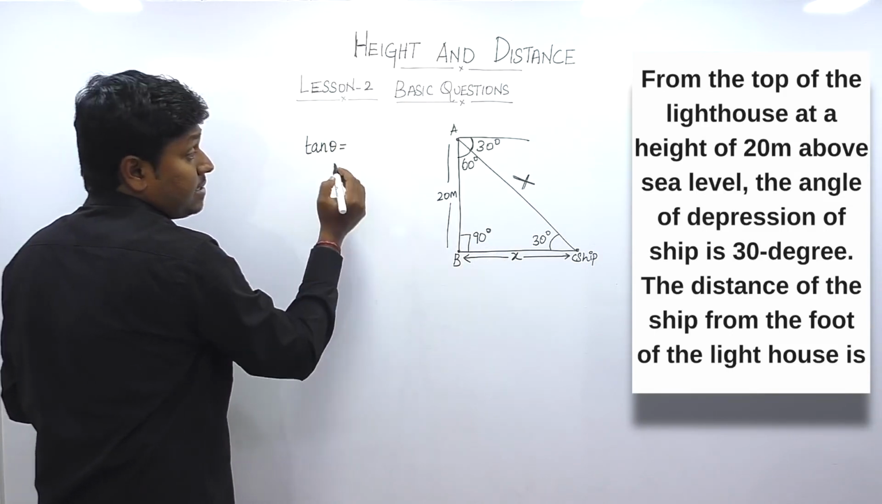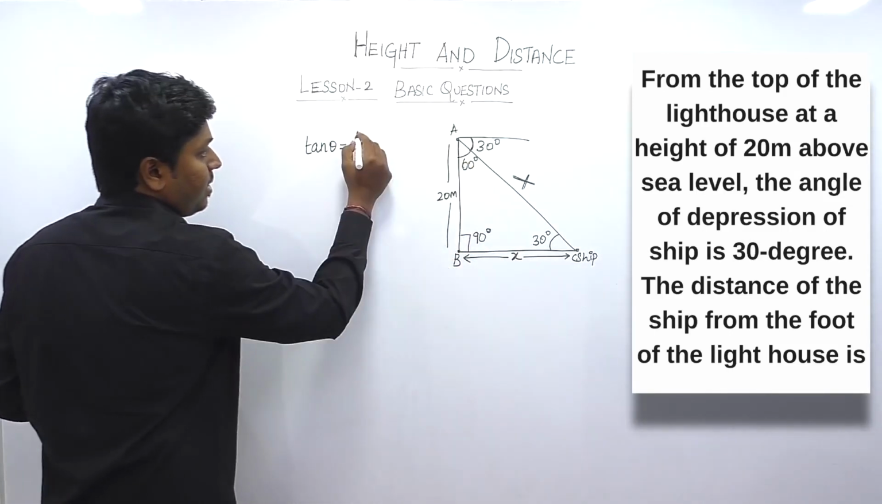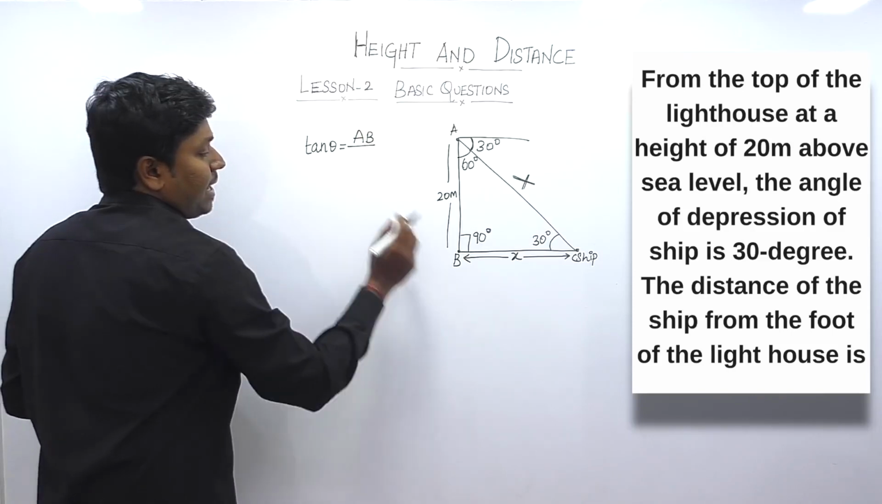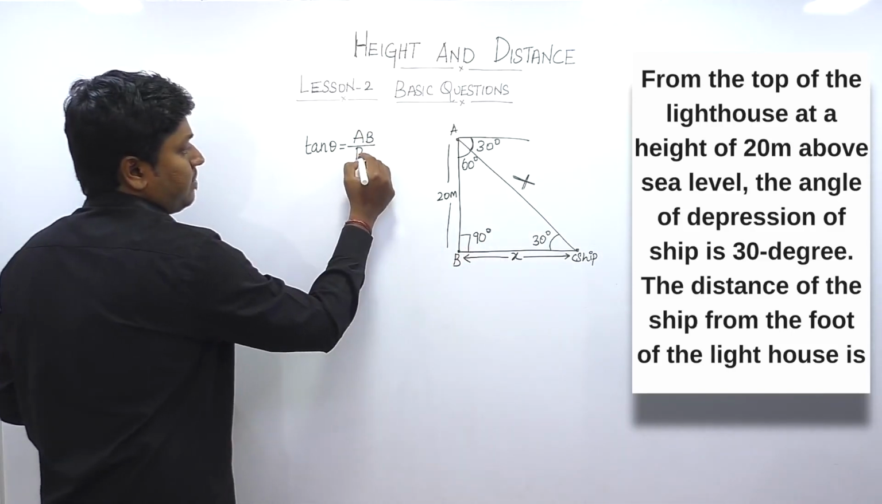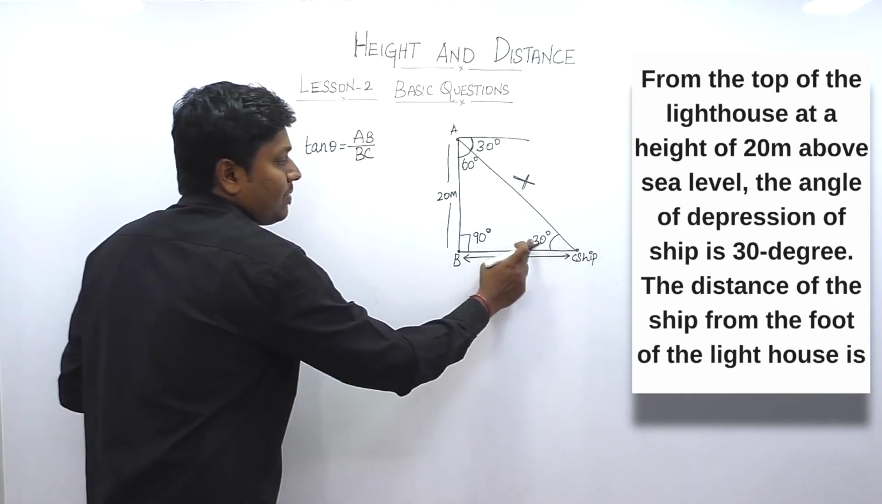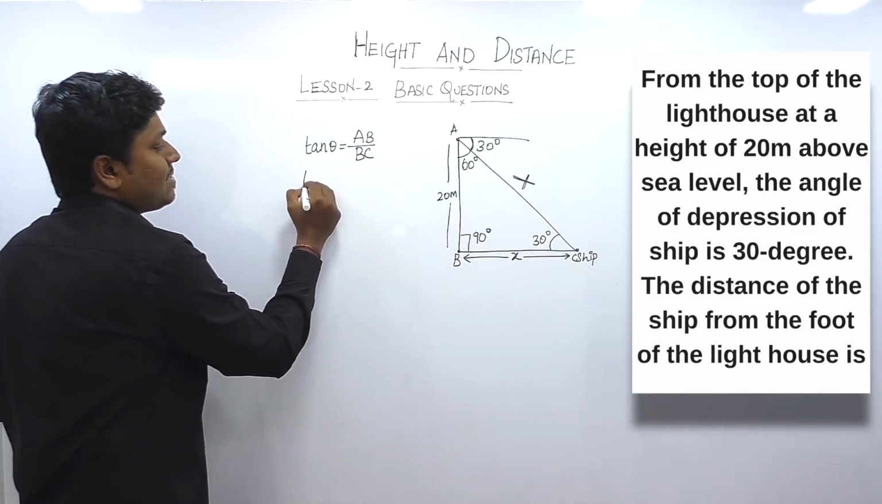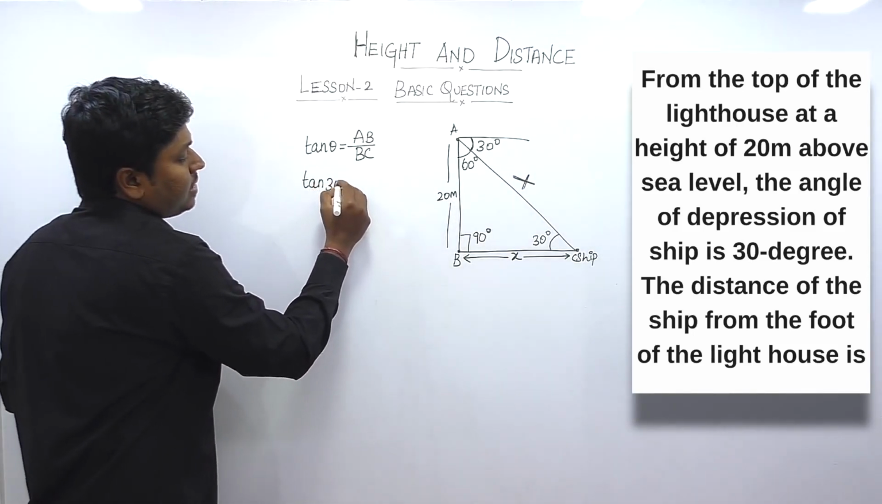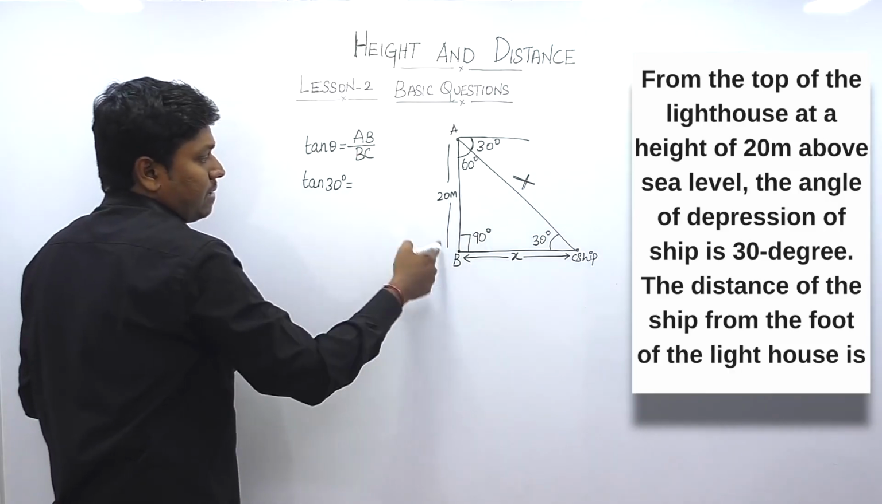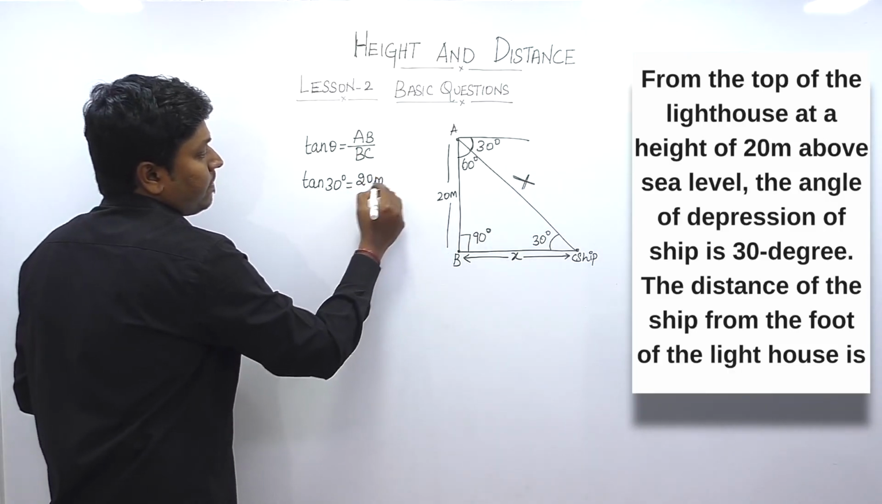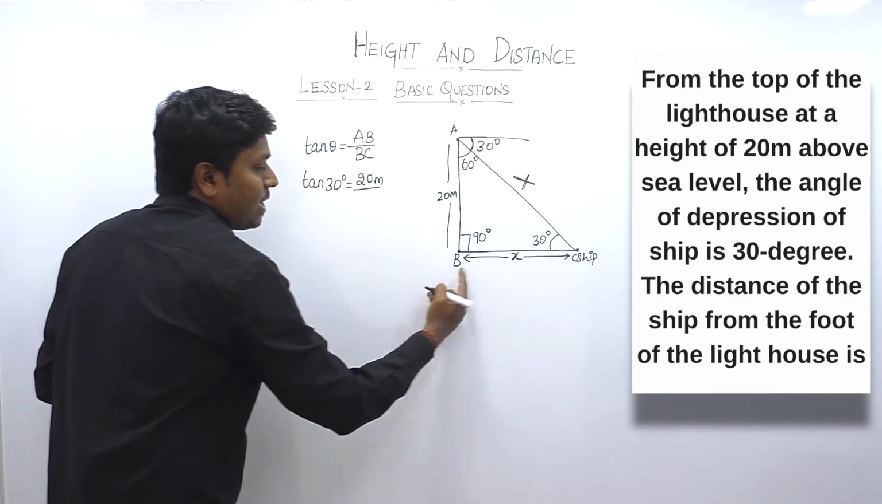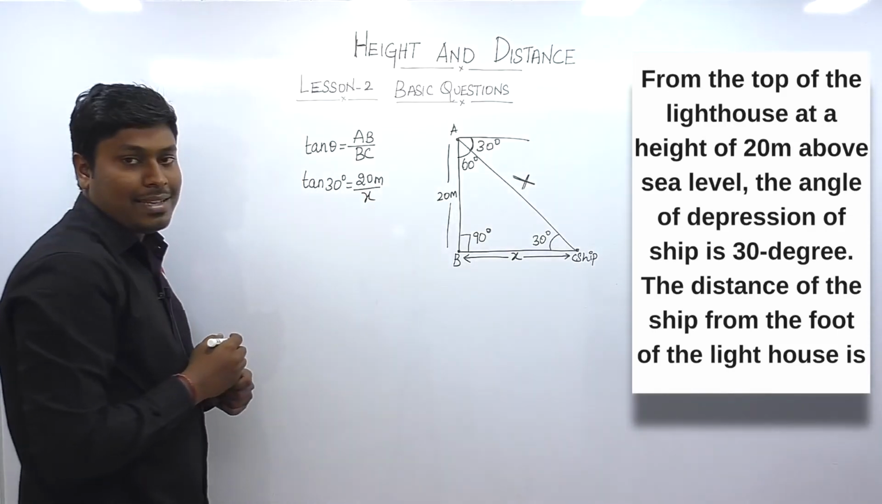So tan theta is equal to opposite, which is AB, divided by adjacent. Adjacent will be BC. So tan theta, theta will be 30 degrees. So this can be written as tan 30 degrees is equal to AB. So AB will be 20 meters, divided by BC. Our target is to find BC, right? Let me keep BC as x.